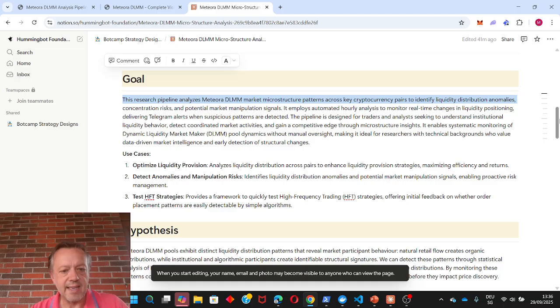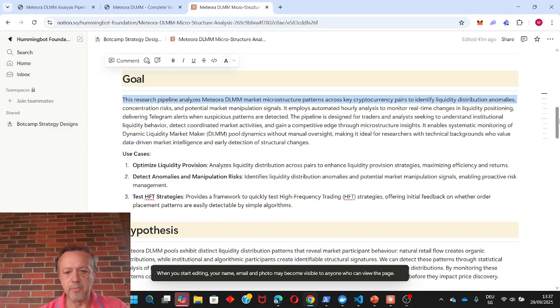The second use case of this notebook is to detect anomalies and manipulation risks. It identifies liquidity distribution anomalies and potential market manipulation signals, enabling proactive risk management, because it can help market makers understand if liquidity is very concentrated, or if there is a risk of manipulation, or potentially a rug pull.